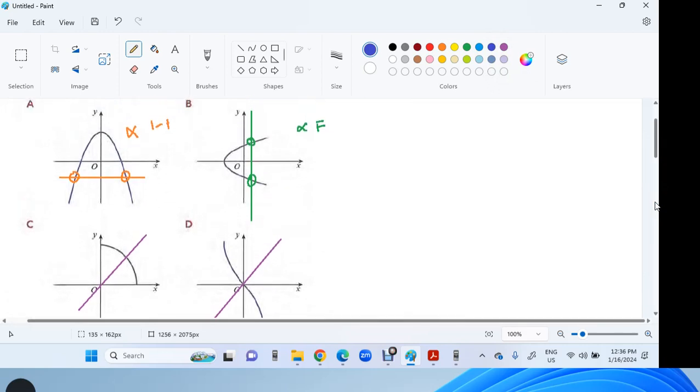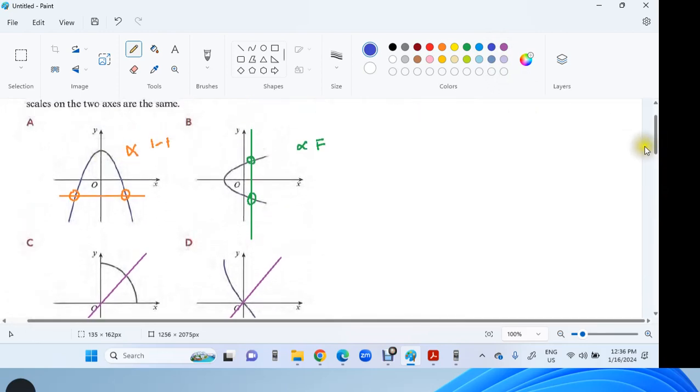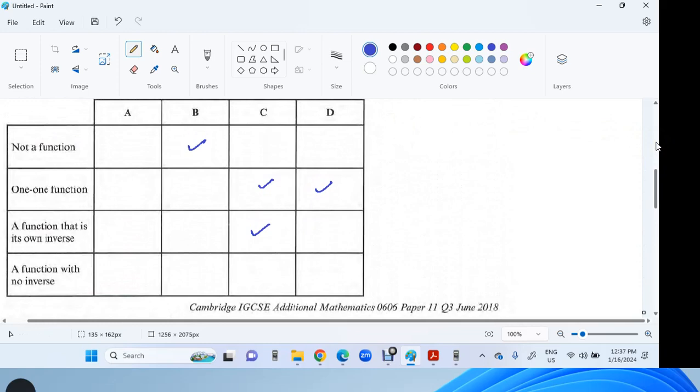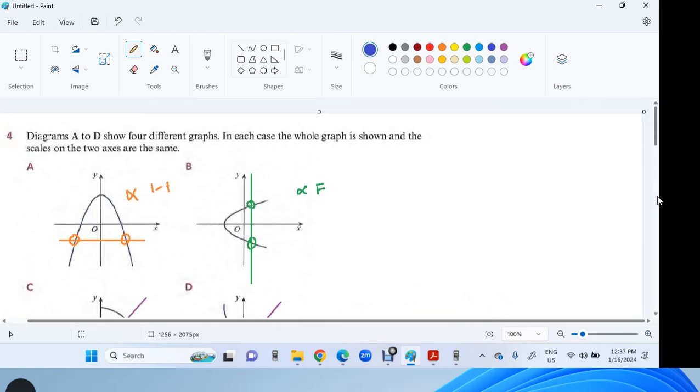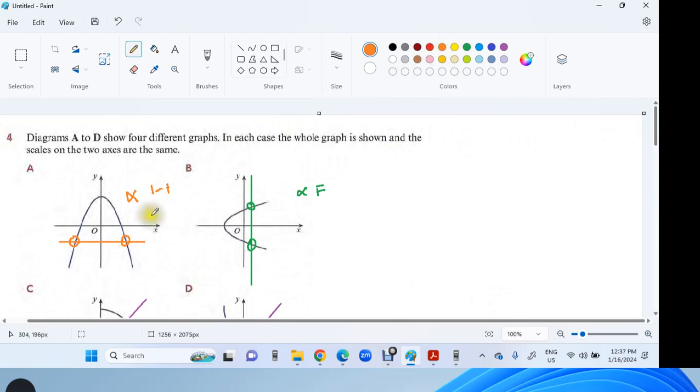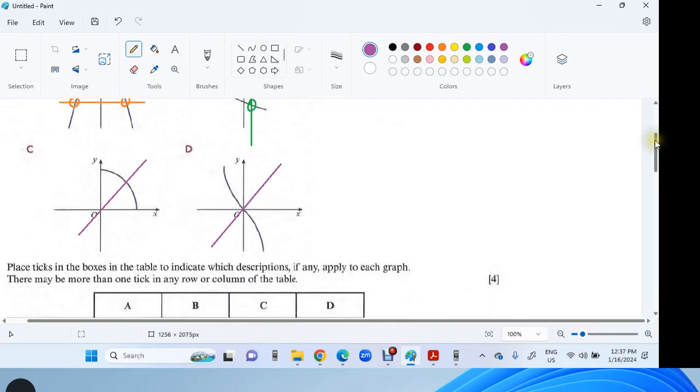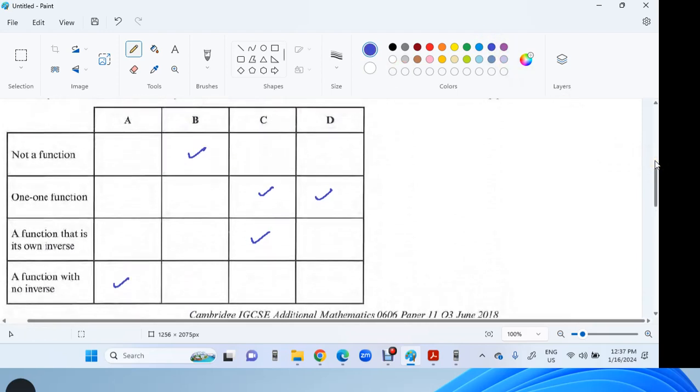A function with no inverse. So A is a function, and it doesn't have an inverse because it is not one-to-one. So not one-to-one, then no inverse. Okay, so for both of these, they have an inverse. But for this one, the inverse itself is the function itself. Okay, so this will be the answer.